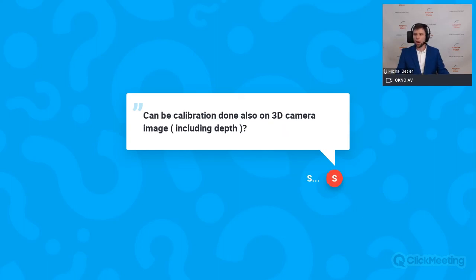Can calibration be done also on a 3D camera image? In fact, at that moment, we perform this calibration assuming that we are working just on one image plane. So during our consideration, we are not using depth information. So for 3D image calculation, I suggest using a ready-to-use 3D sensor, which is pre-calculated for such a case.